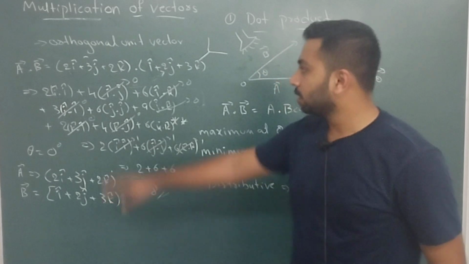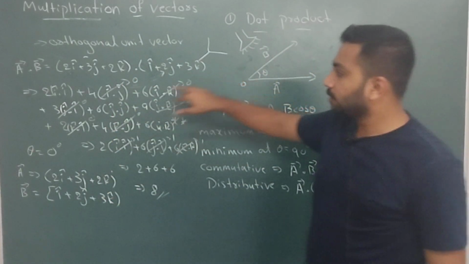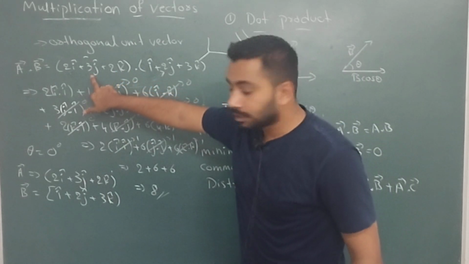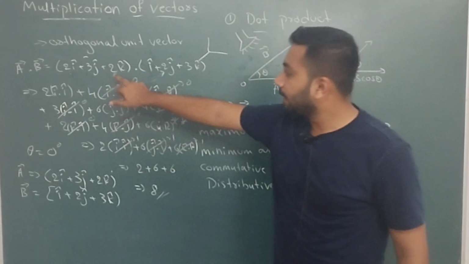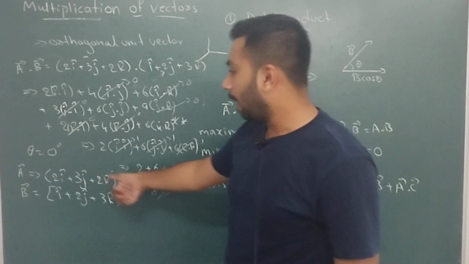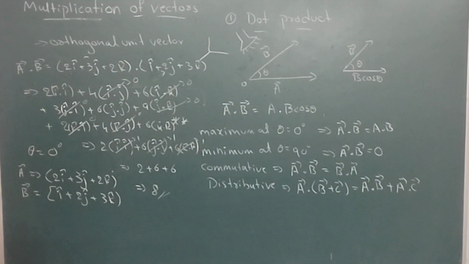I just want to tell you, whenever you find the dot product, just multiply the i term with i only, the j term with j only, and the k term with k only. Now this is the best example when the angle is equal to 0 degrees. If someone wants, they can note it.